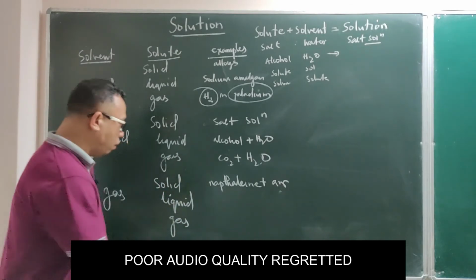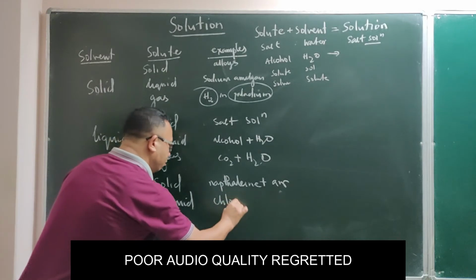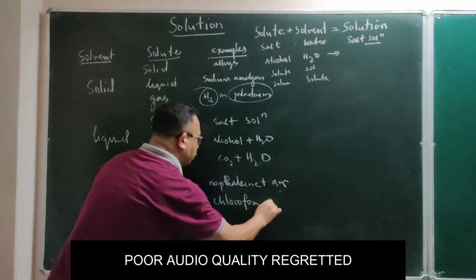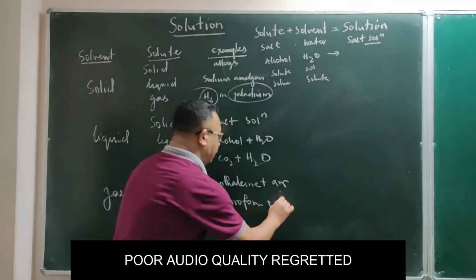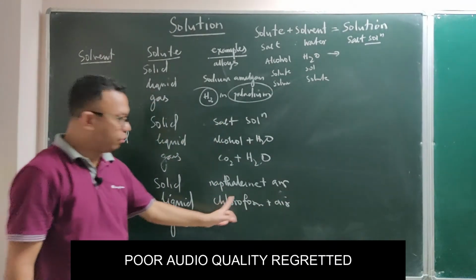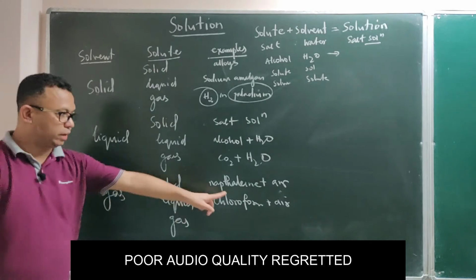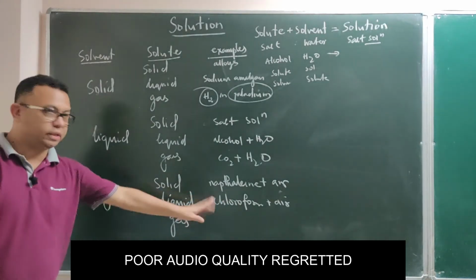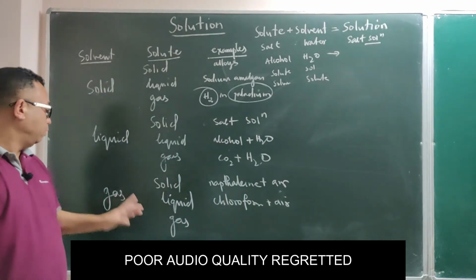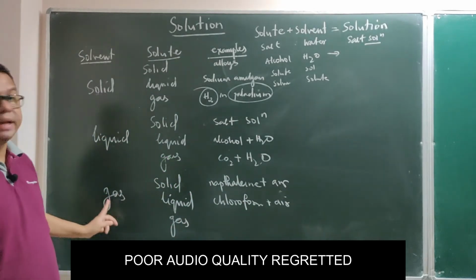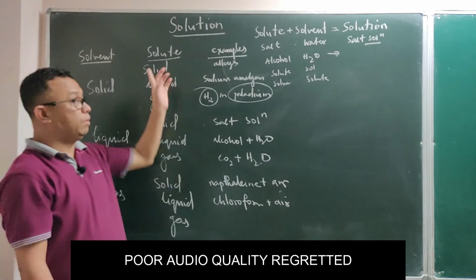So when chloroform, which is a liquid, comes in contact with atmospheric air, it is a case where a liquid comes in contact with a gas. The greater quantity is air and the lesser quantity is chloroform. So the chloroform and air mixture is a solution where the solvent is a gas, since it is air, and the solute is the liquid, chloroform.